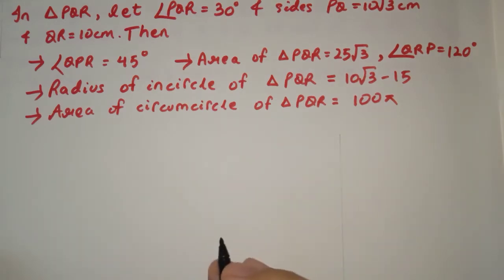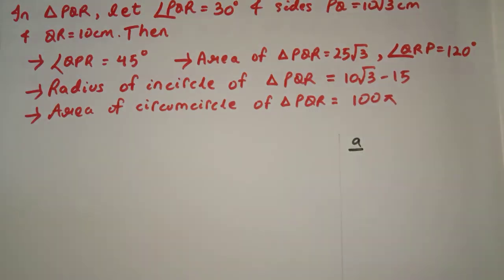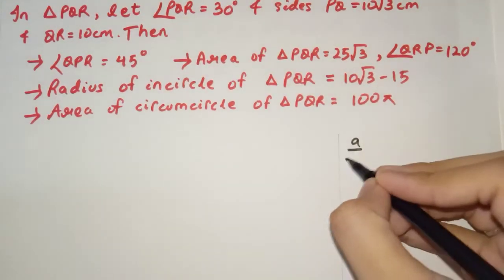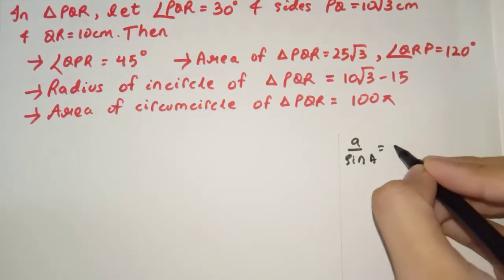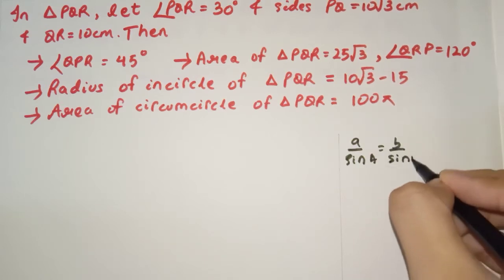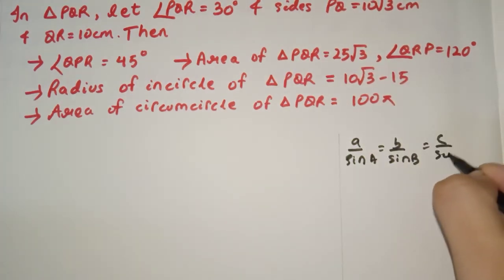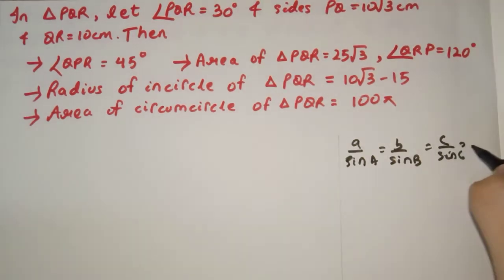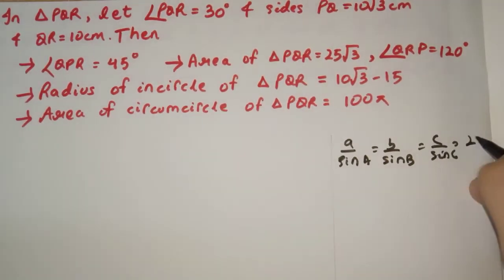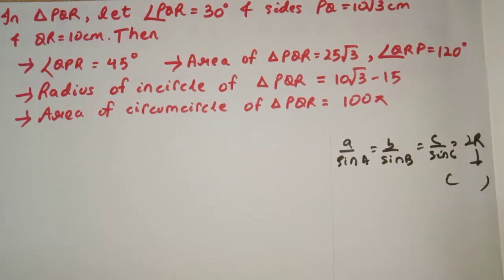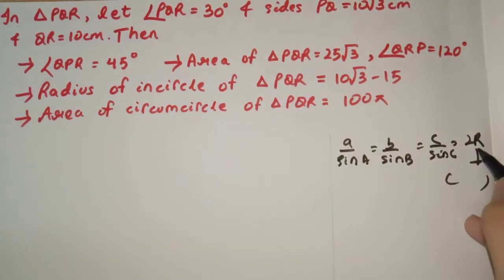I have a modification to sine rule: a by sin A is equal to b by sin B is equal to c by sin C. This is basic. We don't take k here or some constant, rather we take 2R here. This is a modification where R is the radius of circumcircle.